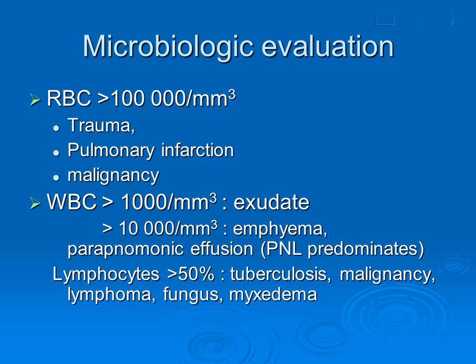Microbiologic evaluation. RBC greater than 100,000/mm3: trauma, pulmonary infarction, malignancy. WBC greater than 1000/mm3, exudate. Greater than 10,000/mm3: empyema, parapneumonic effusion, PMN predominates. Lymphocytes greater than 50%: tuberculosis, malignancy, lymphoma, fungus, myxedema.